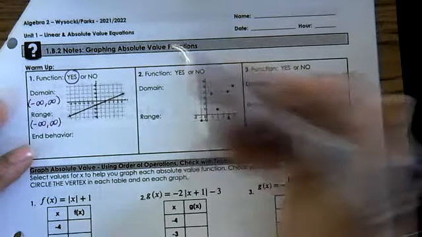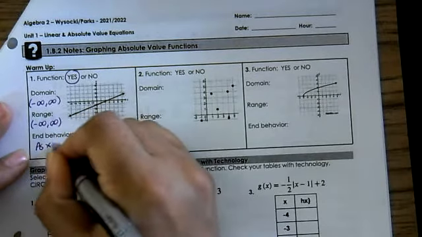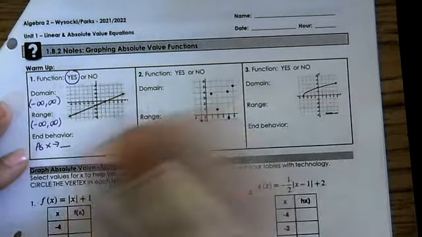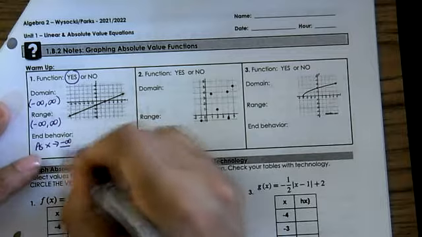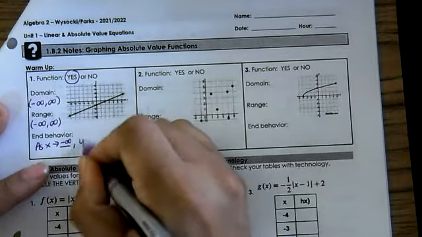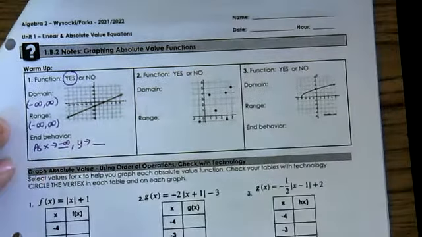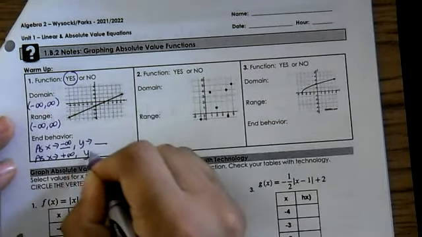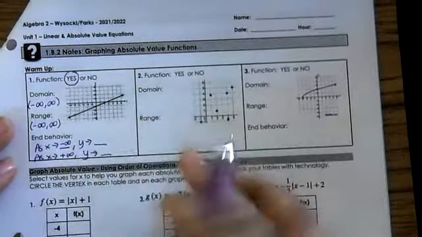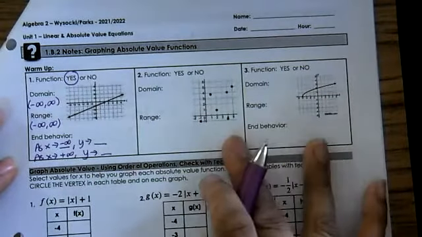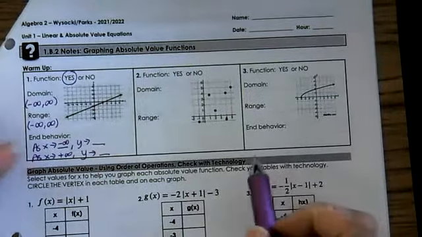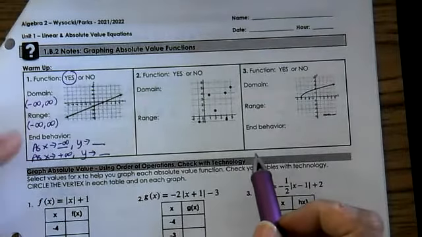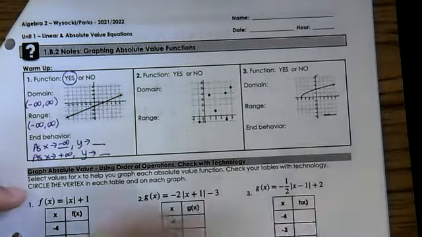And then for the end behavior, we write this as x goes to, and you can write first to the left, that means negative infinity. And then we'll fill in what happens to y as x goes to positive infinity. We may not do all of these warm-up questions, but we're bringing back domain and range today, specifically with absolute value.